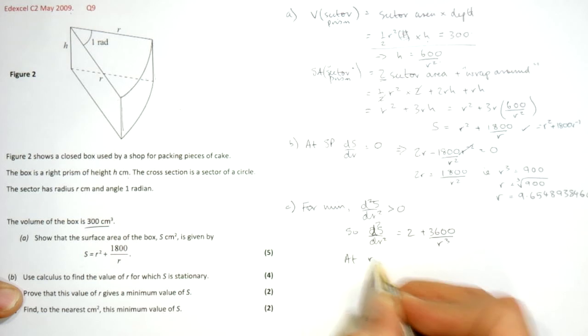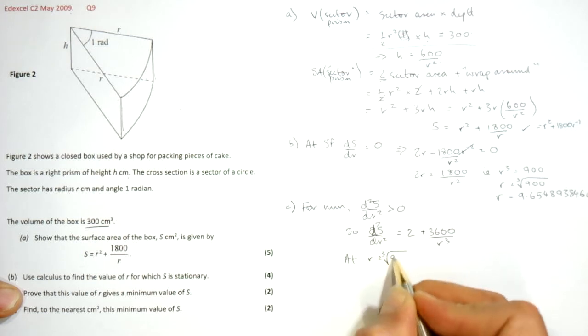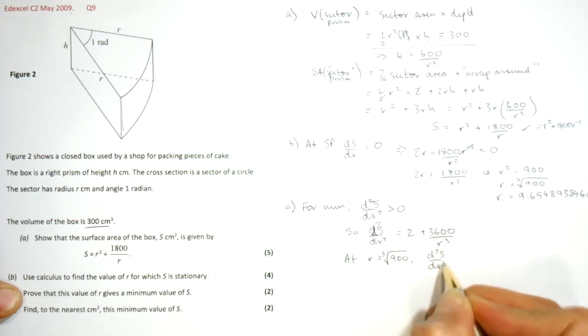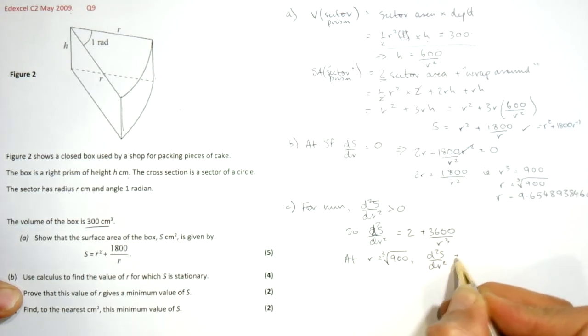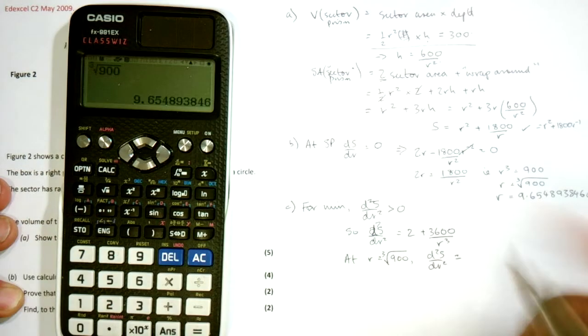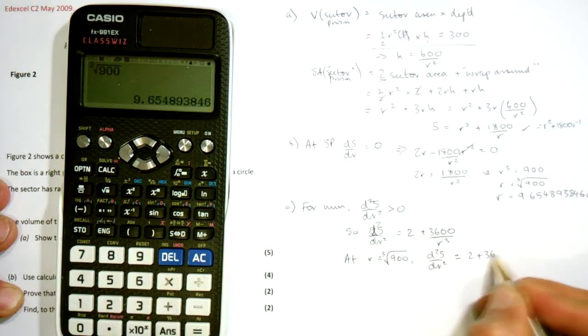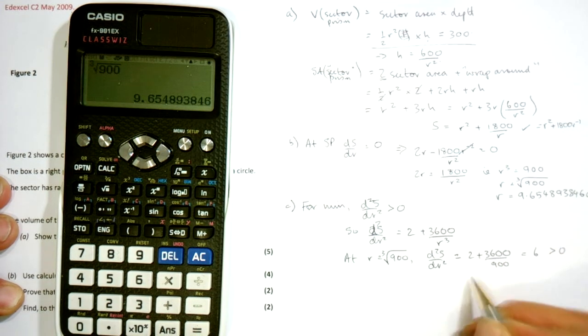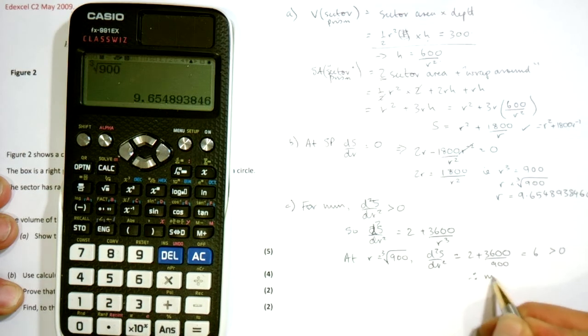And at r equal to the cube root of 900, d2s by dr squared is equal to 2 plus 3600 over 900. This is 4 plus 2 is 6, which is bigger than 0, therefore it's a min.